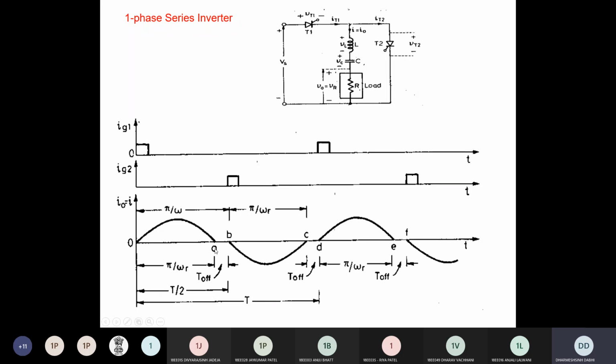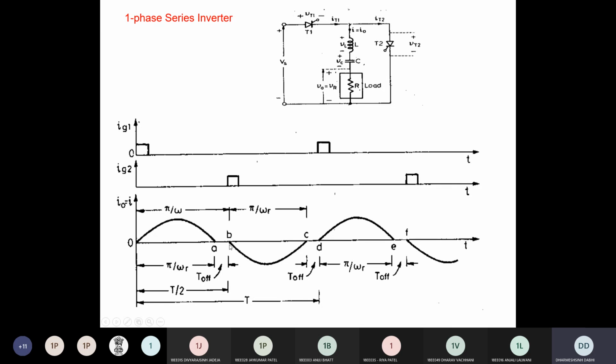So you can see that after point A, when the current becomes 0, there is sufficient time between A and B, so that thyristor T1 regains its forward blocking capacity. This turn off time must be more than the turn off time of the thyristor. Then and only then will the thyristor completely turn off or regain its forward blocking capacity. You can see the turn on time here and the turn off time between A and B, which is more than the turn off time of the thyristor, so that the thyristor is completely commutated.